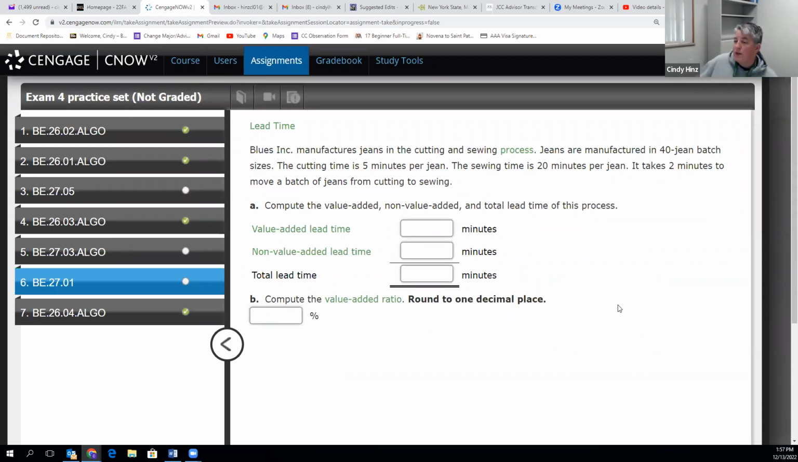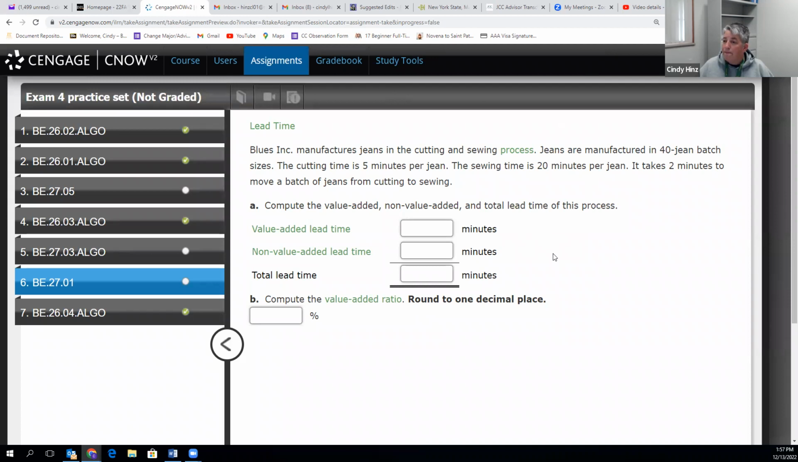Blues Incorporated manufactures jeans in the cutting and sewing process. Jeans are manufactured in 40 jean batch sizes. The cutting time is 5 minutes per jean. The sewing time is 20 minutes per jean. It takes 2 minutes to move a batch of jeans from cutting to sewing. Compute the value added, non-value added, and total lead time of this process, and then compute the value added ratio.